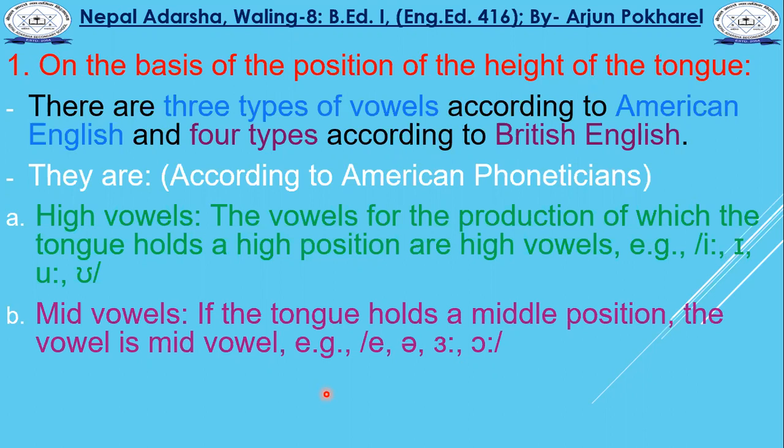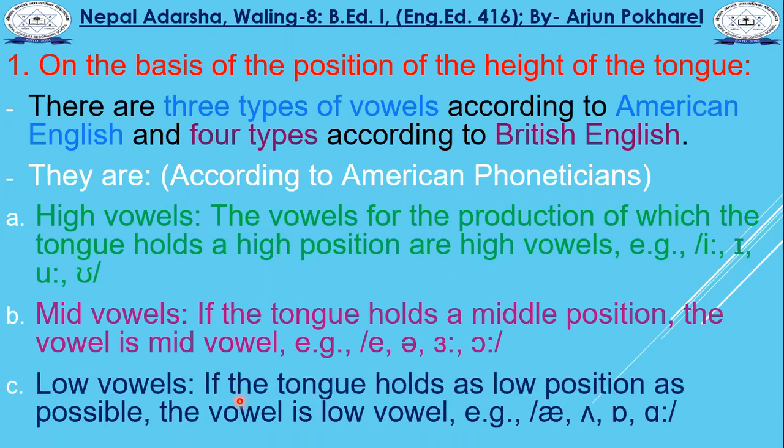American English and British English also vary in the description of the vowels on the basis of the height of the tongue. Okay, and the next one is what? Low.